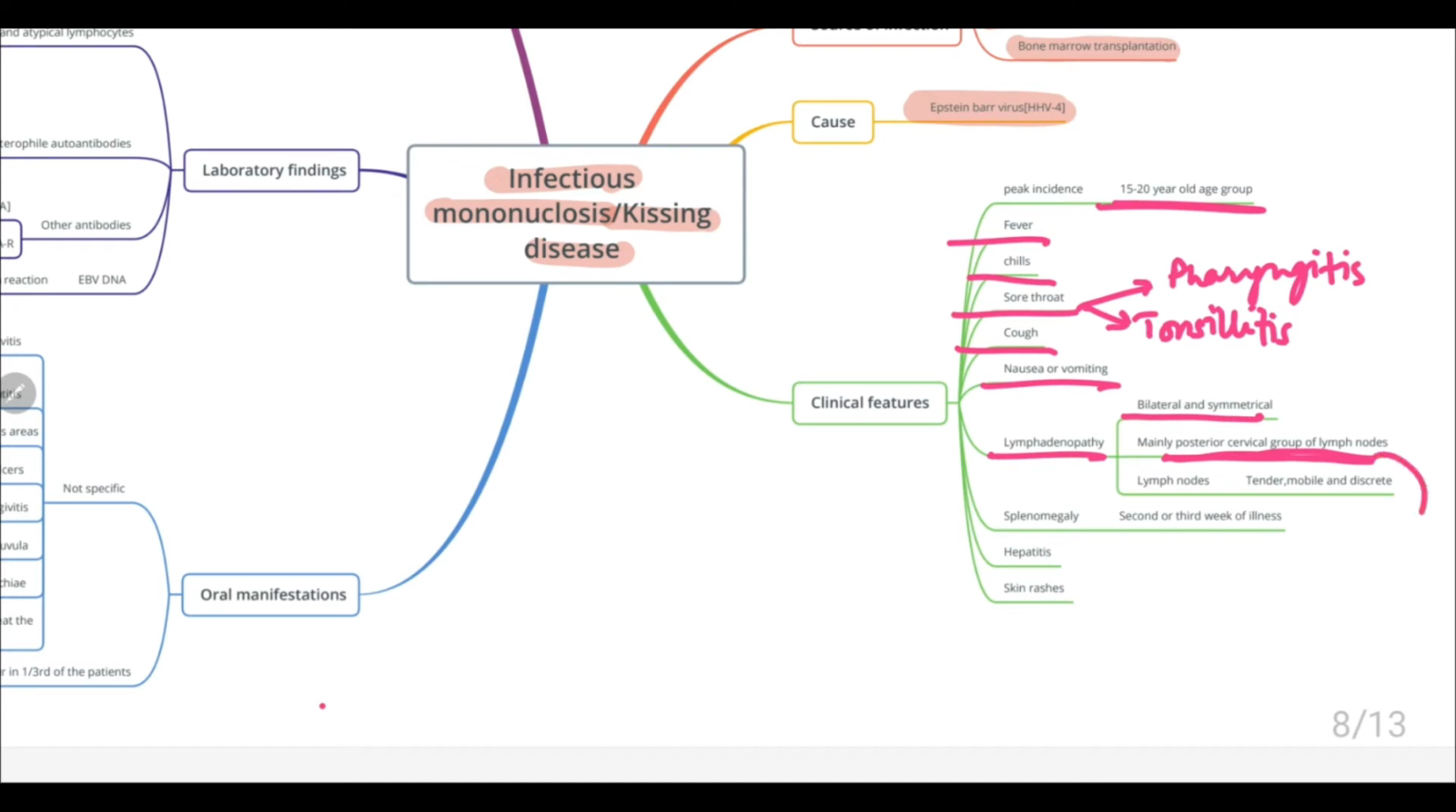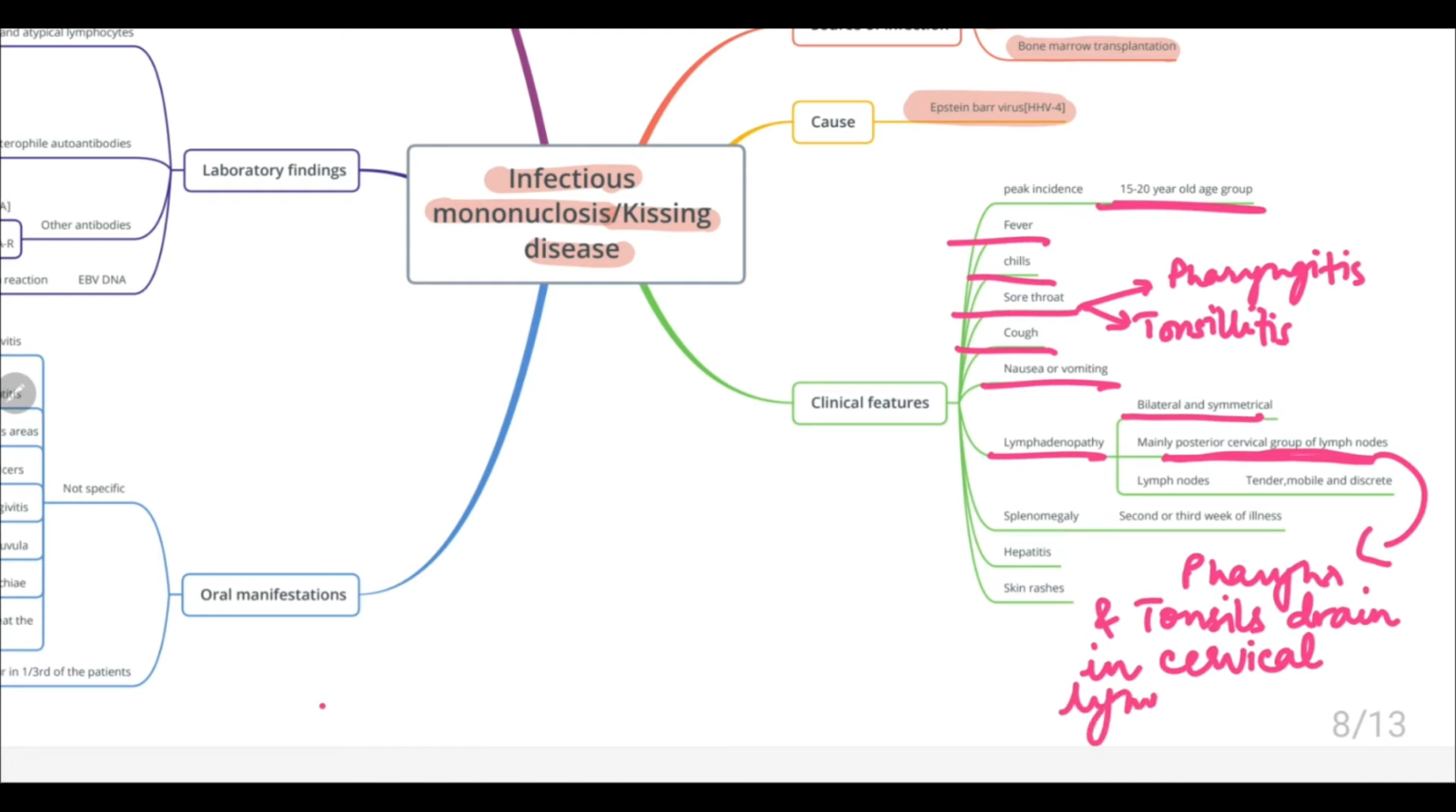Obviously because the pharynx and the tonsils drain in the cervical lymph nodes. Alright, so that's the reason you would see lymphadenopathy mainly in the posterior cervical group of lymph nodes. And these lymph nodes are tender, mobile and discrete. Apart from this, you also see splenomegaly, which is seen mainly in the second or third week of illness. Hepatitis and skin rashes can also be observed.